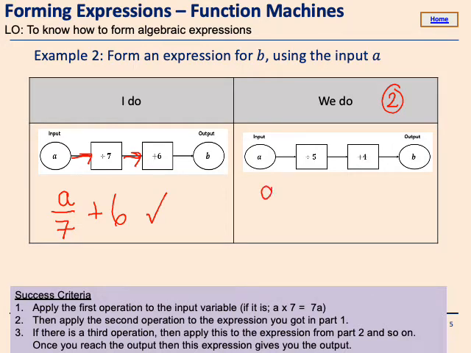Okay, so again, I'm going to say a divided by 5. I'm going to leave that as a fraction. And then we're adding 4. So there we go. So there's your answer. That's your expression for b.